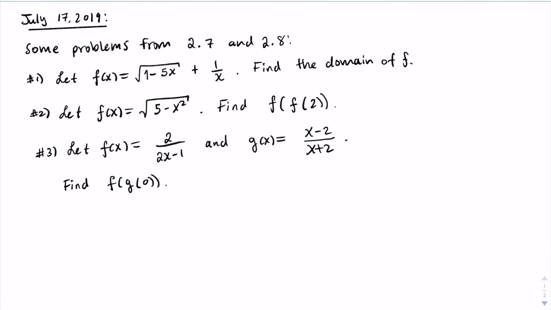Number 4, let f of x be equal to 2x over 3x minus 5. I want you to find and simplify f of x.